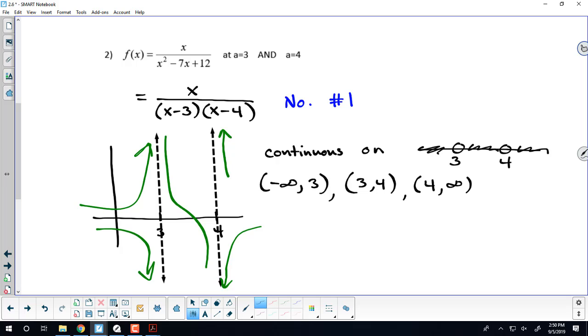In the sense of these rational functions, where we can quickly remember what the graphs look like, hopefully, we definitely know 3 and 4 aren't included. But there are functions where we have to test: are those values included from the left or from the right?